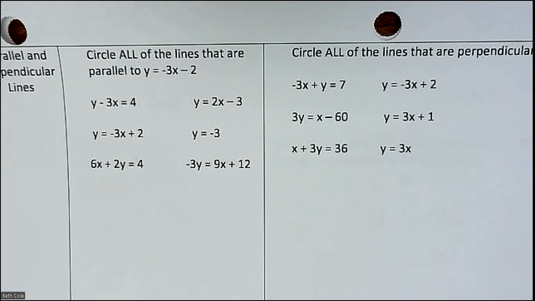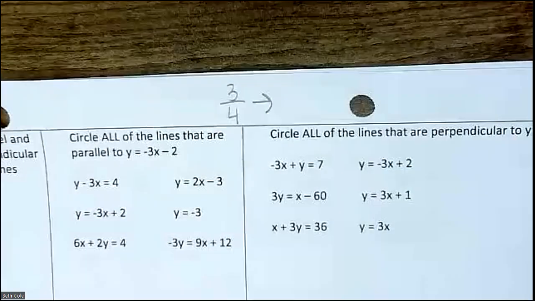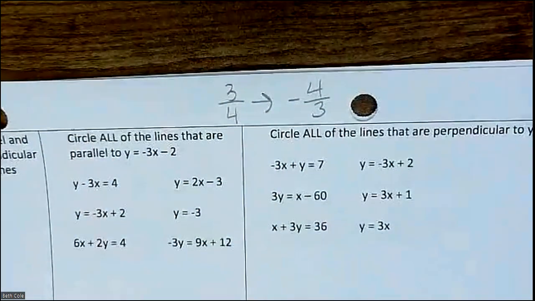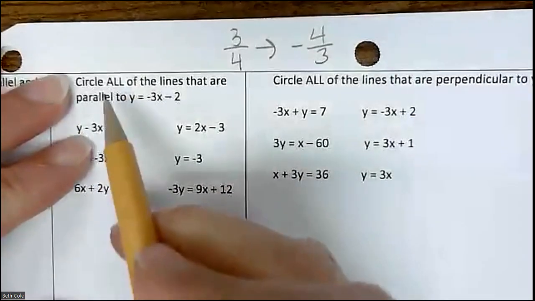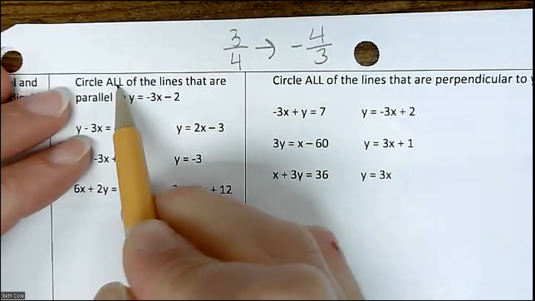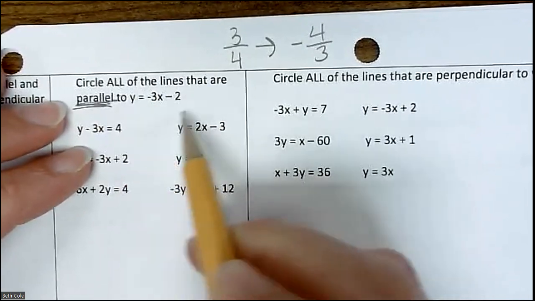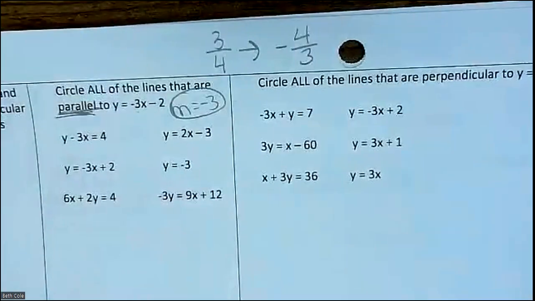For example, if the slope was 3/4, what would your perpendicular slope be? There we go. We just couldn't put it into words. You change the sign, so it's opposite, and you do the reciprocal. You flip it over. Okay, so let's read this first one. Circle all, so it's going to be more than one, of the lines parallel to this. What is the slope of this line? Good. So that means we also want -3/1.